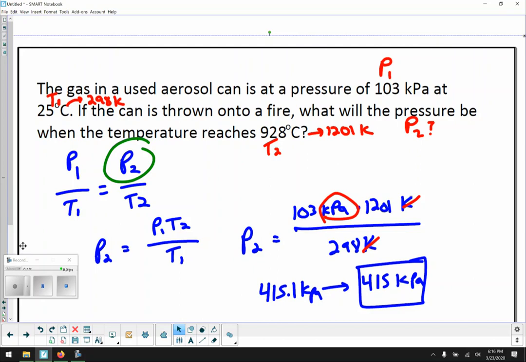So the first thing I did after I labeled T1, P1, T2, and P2 is I changed the Celsius to Kelvin. Before I did anything else, before I even rearranged the equation, I changed my Celsius numbers into Kelvin numbers because they have to be in kelvins for this to work.